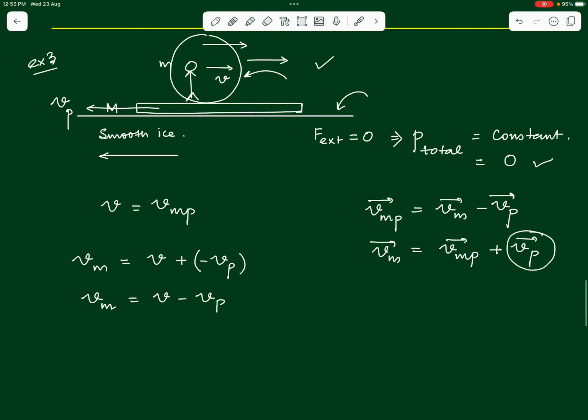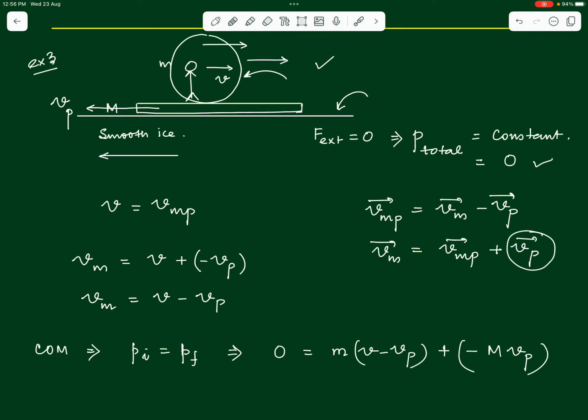Now we can use the law of conservation of momentum, saying that the initial momentum should be equal to the final momentum of the man plus the platform system. Initially, the man and the platform both were at rest, so their initial momentum was 0. Finally, the momentum of the system will be the mass of the man times its velocity, V minus Vp. Mass of man into velocity of man gives us the momentum of the man. And added to this, the momentum of the platform. The platform is moving towards left, so its momentum will be negative: minus mass of platform, capital M, into Vp. This is the leftward momentum of the platform. When we are adding momenta, we have to add them vectorially.